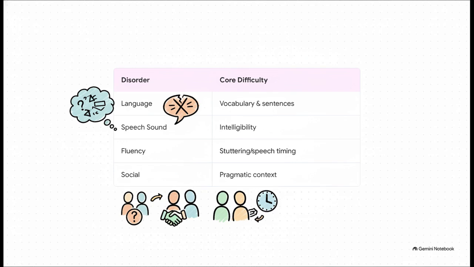But pay really close attention to that last one, social or pragmatic communication disorder. This is a persistent difficulty with the social use of communication, like understanding the unspoken rules of a conversation or using language appropriately for the context, but crucially without displaying the repetitive behaviors we associate with autism. It is a subtle but massive barrier to learning and making friends.